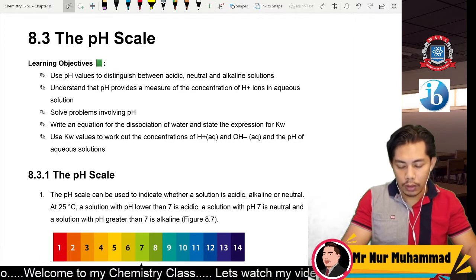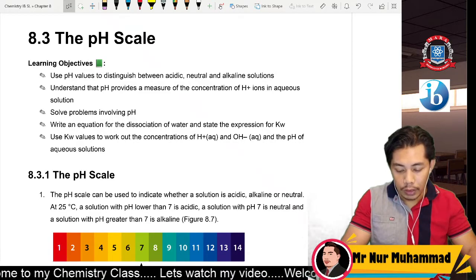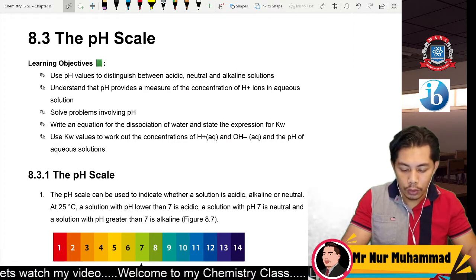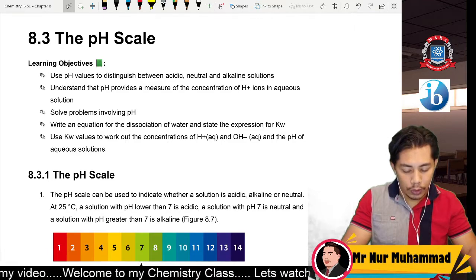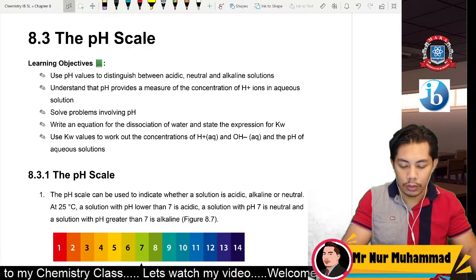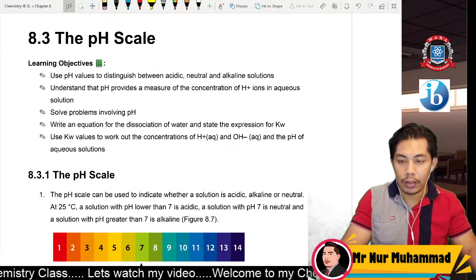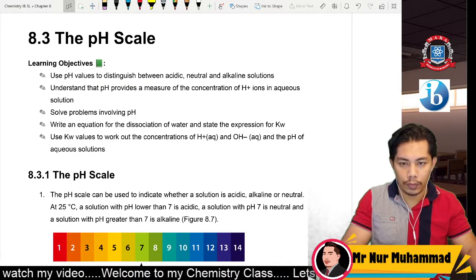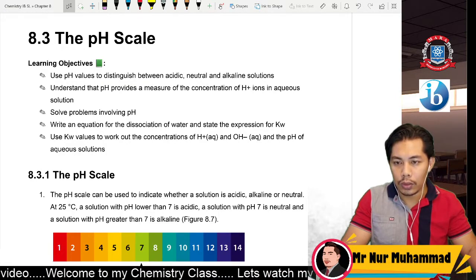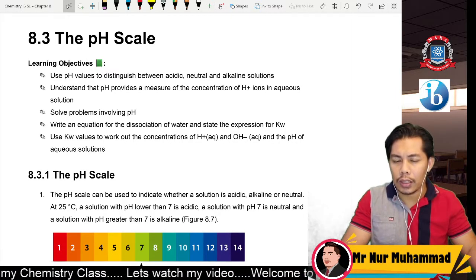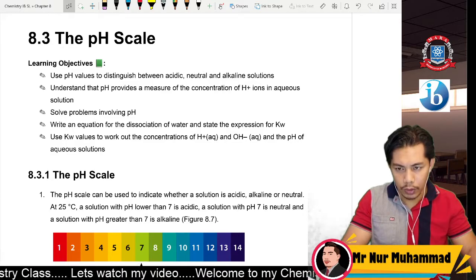So before that, let's review the learning objectives. The first point is to use pH value to distinguish between acidic, neutral, and alkaline solutions. Based on the pH value, you should know how to identify acidic, neutral, or alkaline solutions. Second, understand that pH provides a measure of the concentration of hydrogen ions in aqueous solutions. The higher the pH value, the higher the concentration of hydrogen ions.